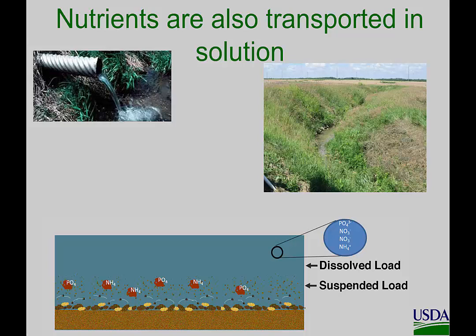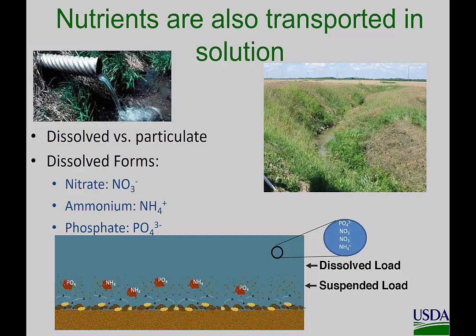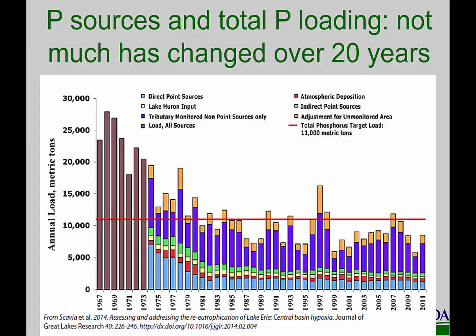We can lose them when they're dissolved, wherever the water flows, again in the forms of nitrate, ammonium, or phosphate. We have particulate losses of nutrients as well, and that is the nutrients that are bound directly to a sediment. And when you lose that sediment through erosion, any nutrients that are attached to it, you lose as well. And specifically for phosphorus, we consider the phosphorus loss to Lake Erie.